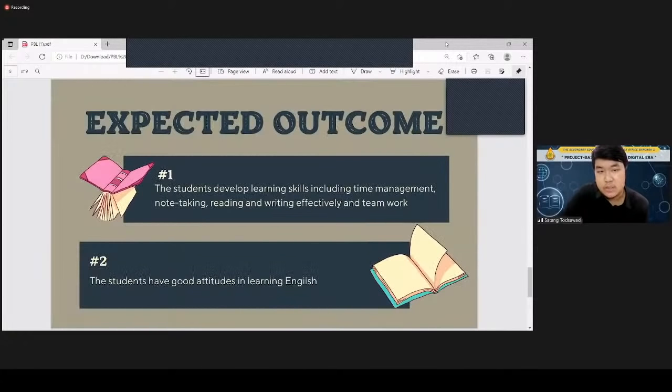The students will develop their learning skills, including time management, note-taking, reading and writing effectively, and teamwork. And last, the students have good attitudes in learning English. I think PBL is one of the answers to help the students get their goal. And I hope my example will encourage you to apply PBL to your class.